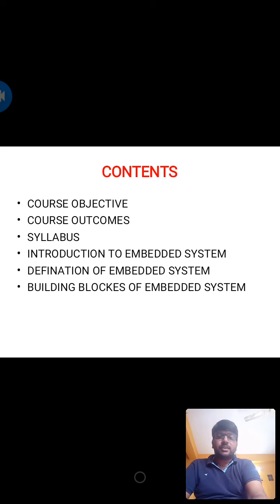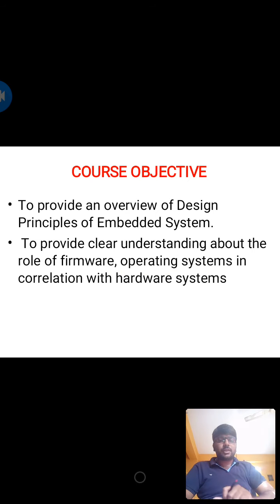So coming to the first one, the objective of the course. What is the objective of the embedded system design course? To provide an overview of the design principles of an embedded system. What are the design principles? How to design an embedded system? What are the design techniques in embedded system? This is one of the objectives of the course.